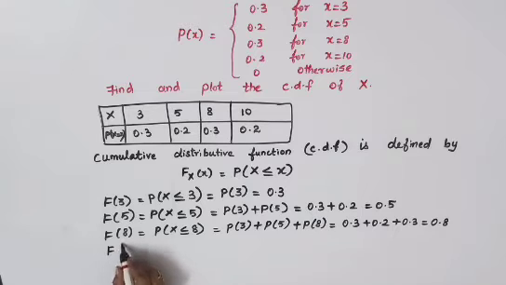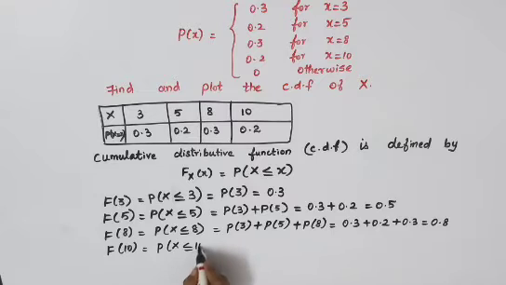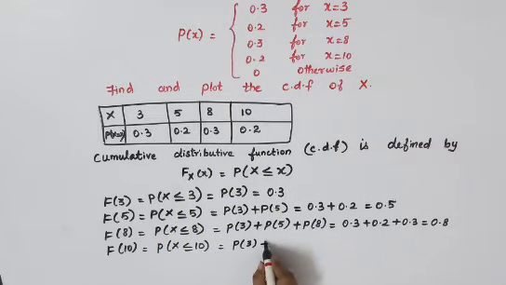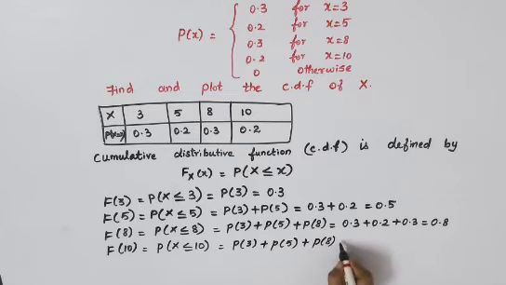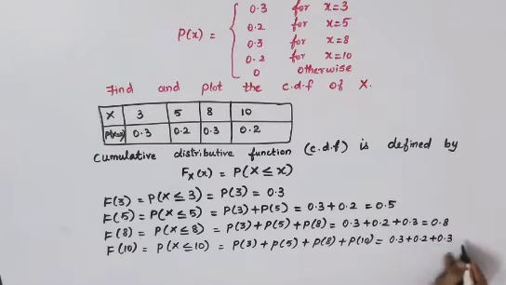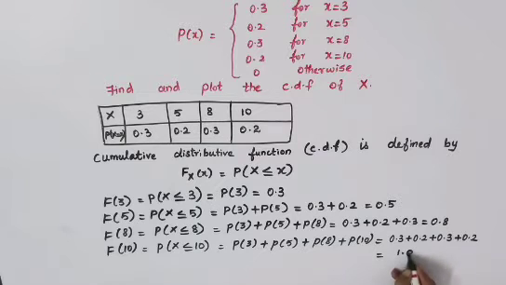The last value is F of 10, which is equal to P of X less than or equal to 10. Again up to 10: 3, 5, 8 and 10 you have got. So P of 3 plus P of 5 plus P of 8 plus P of 10. That is a probability, everything. Write all the values: 0.3, 0.2, 0.3 and 0.2, everything in addition. Adding, you will get up to here 0.8, and 0.8 plus 0.2 is 1.0.